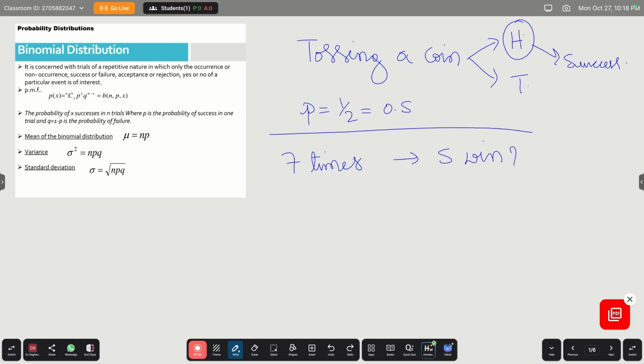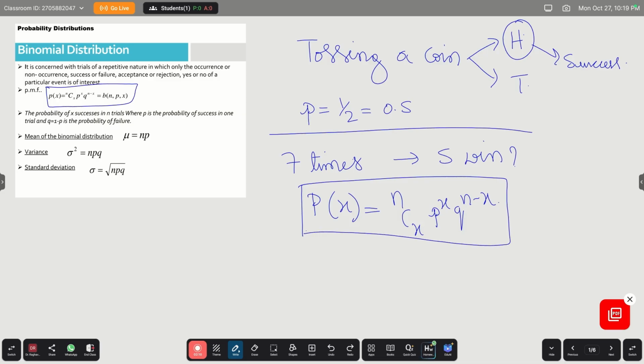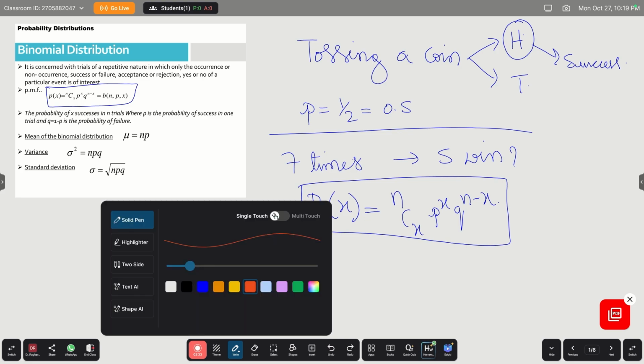The probability mass function of binomial distribution is nCx p to the power x and q to the power n minus x. So this is the probability mass function of binomial distribution. This will give you the probability of exactly x successes out of n trials. So if we do an experiment n times, and I want to calculate the probability of x successes, then I can use this. So in our example, we are tossing the coin 7 times.